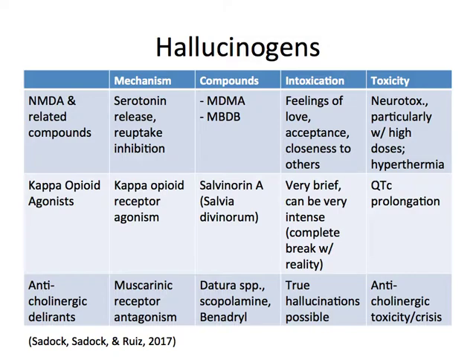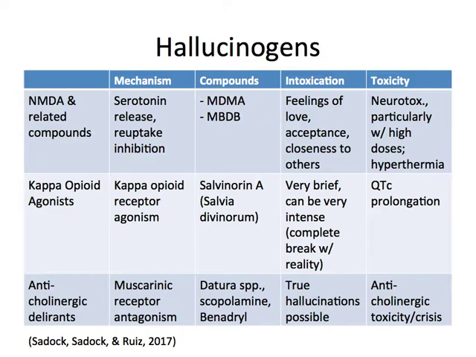Kappa opioid agonists function by kappa opioid receptor agonism. The primary prototype here is salvia. This produces very brief, however potentially very intense, breaks with reality. In toxicity, salvia can produce QT prolongation.